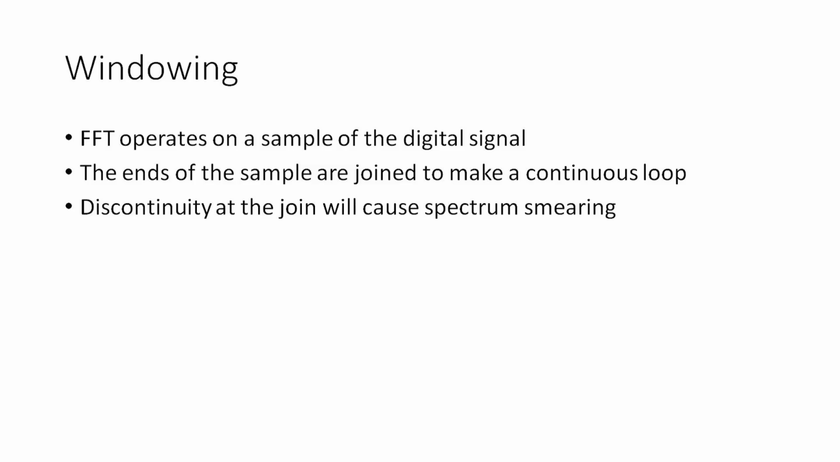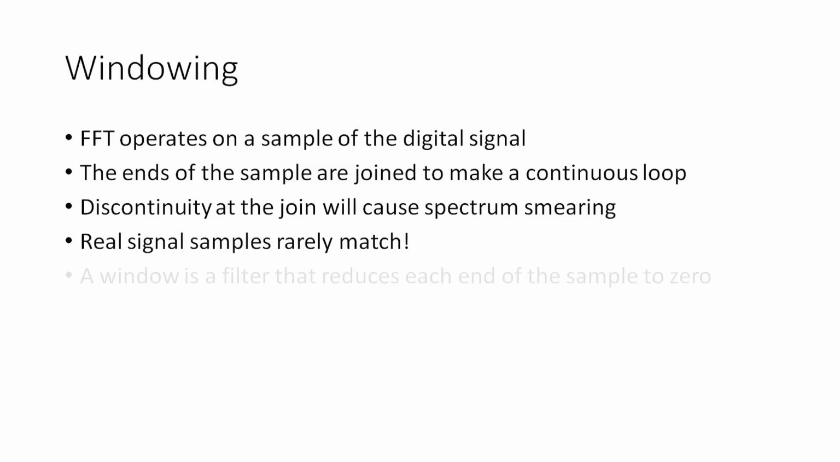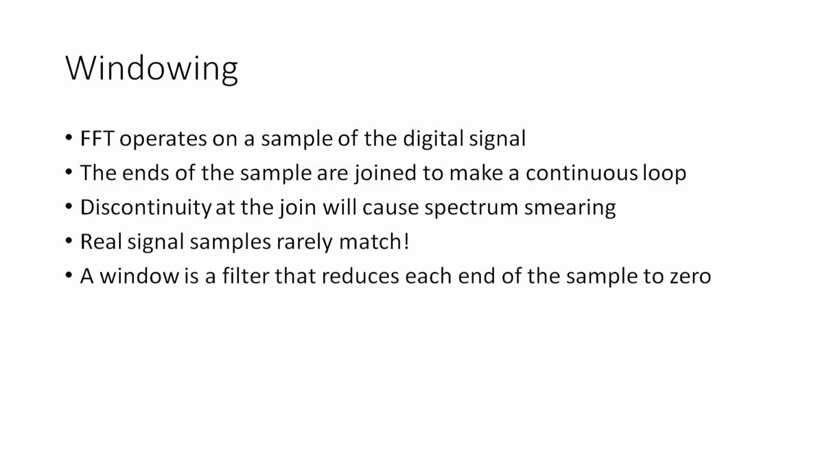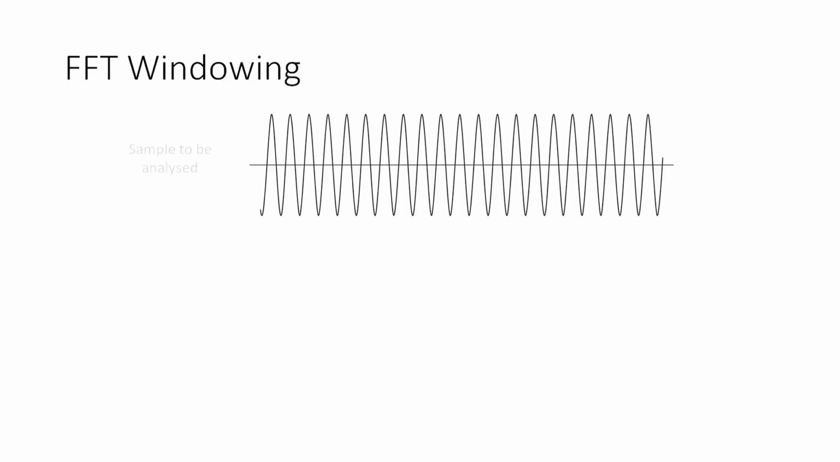If there's a discontinuity where you loop the end to the beginning, then it's like a key click, and it will screw up your FFT. It produces smearing. Real signals don't match when you put the two ends together, or rarely. So a window, all it does is reduce the end of each sample down to 0 before they're joined together. So that if both ends are at 0, you know they're going to match, so you won't get the key click. So here's an illustration.